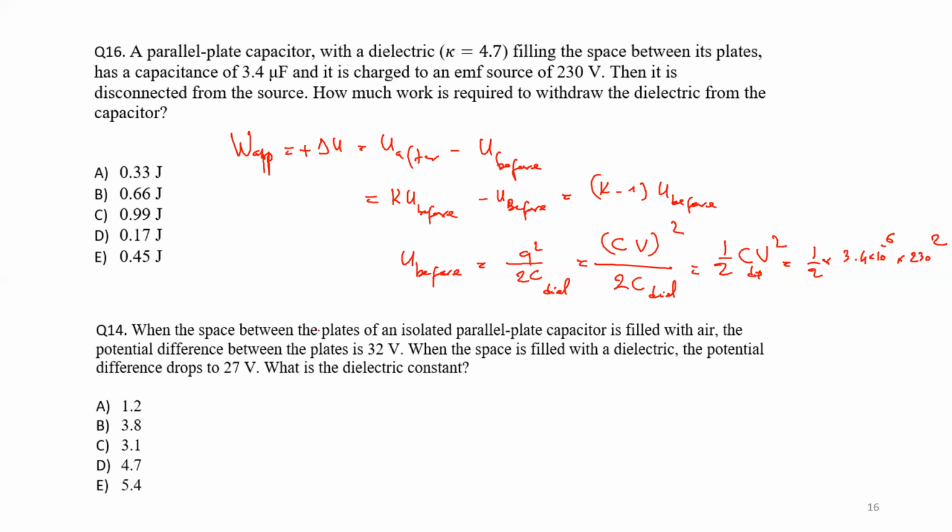Okay, let's go to the next problem. When the space between the plates of an isolated parallel plate capacitor is filled with air, the potential difference between the plates is 32 volts.